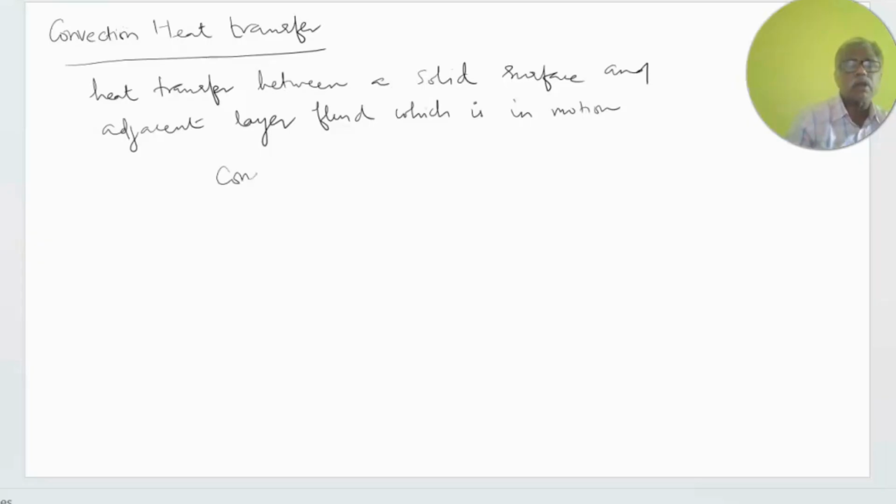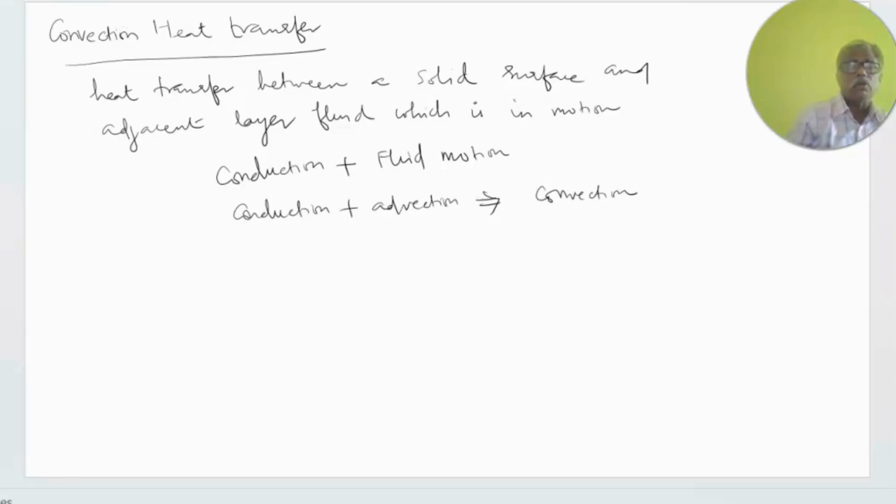Convection can be seen as conduction plus fluid motion. The fluid motion is very, very important. If there is no fluid motion in the fluid, like in liquids or gases, then the heat transfer will be purely by conduction. This fluid motion is sometimes viewed as advection. So conduction plus advection; some people say these two words are coined together to form the word convection.